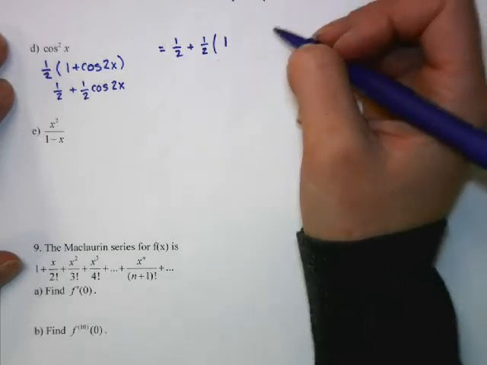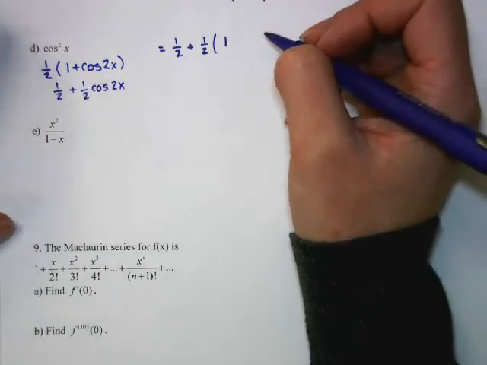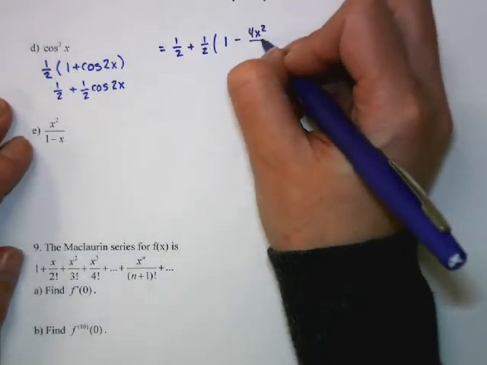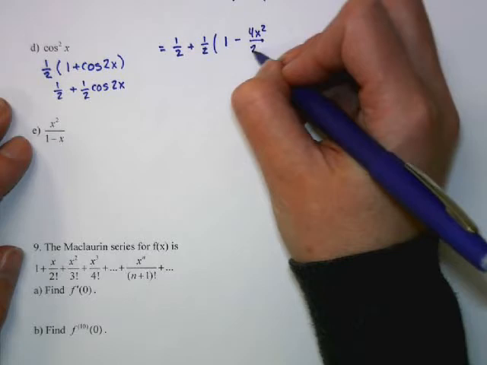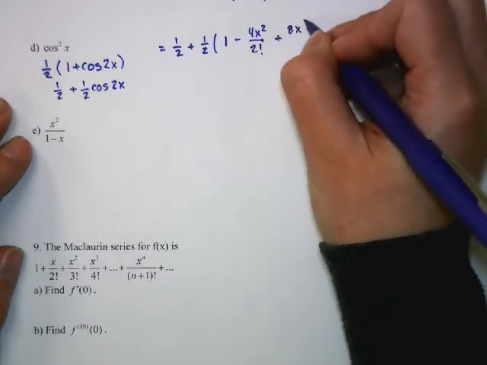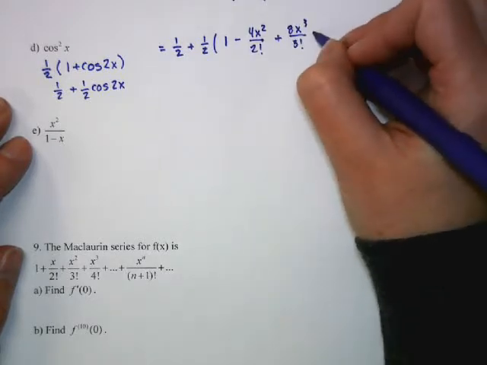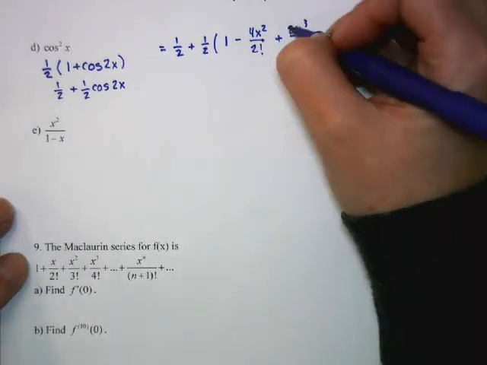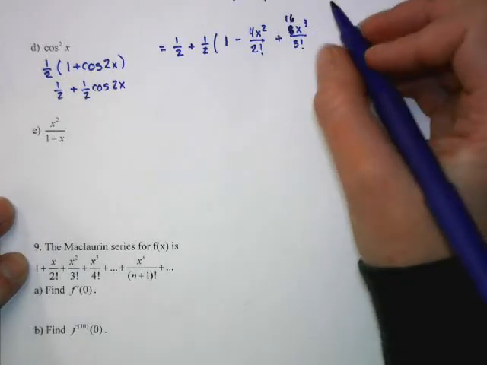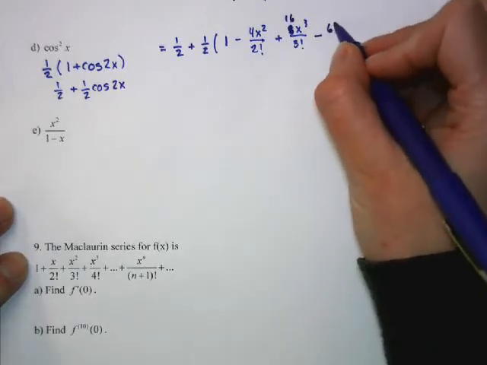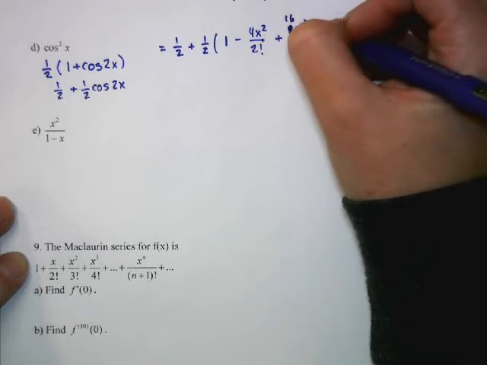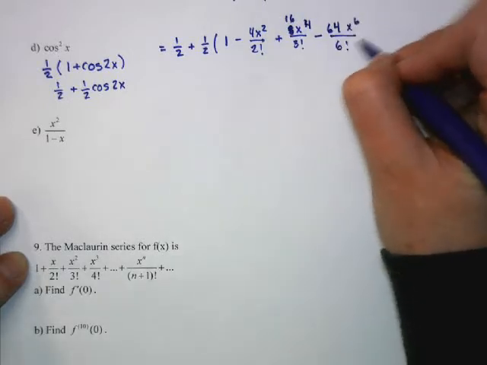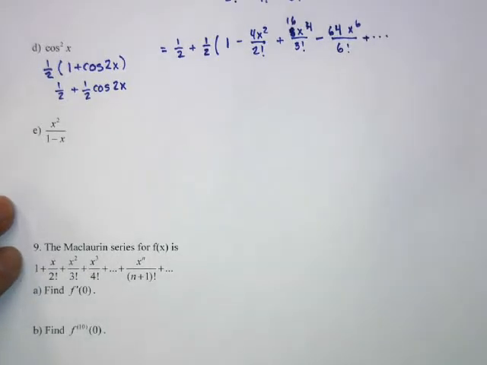So that's going to be 1. We did the 2x on the other sheet, so you can look back. Sorry, this should be 16. And then a minus 64, and this is to the 4th, 64 x to the 6th over 6 factorial. Okay, we'll deal with the general term later.